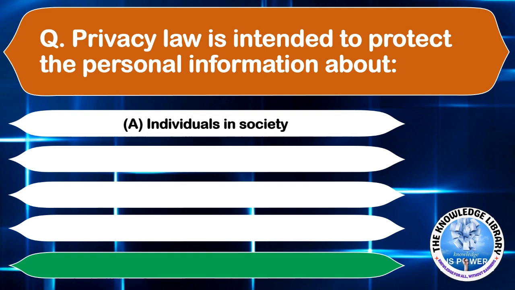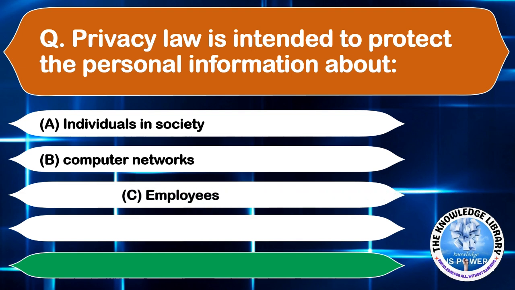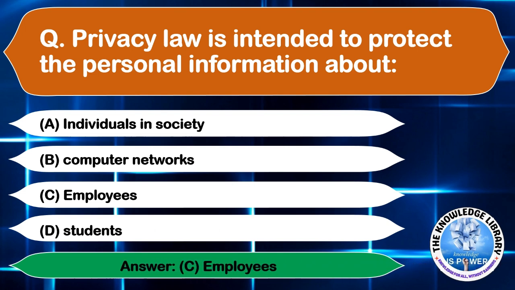The next question is privacy law is intended to protect the personal information about option A individuals in society, option B computer networks, option C employees, option D students. The correct answer is option C employees.